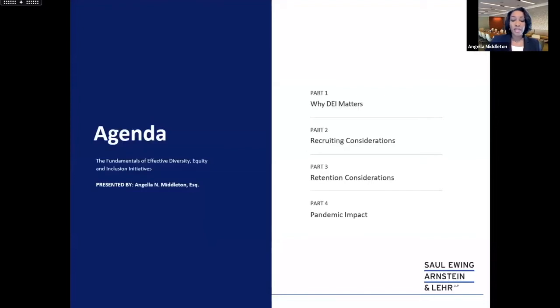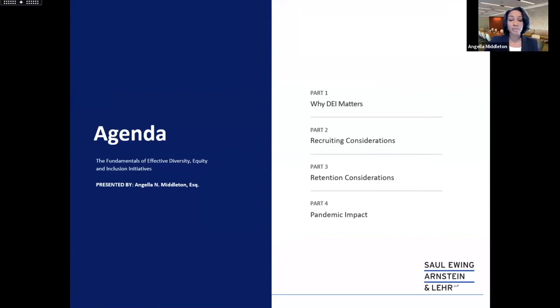We are dividing this discussion into 4 parts. First, what is DEI and why does it matter? Second and third, recruiting and retention, since we tend to think about DEI initiatives in these 2 constructs. And lastly, we'll talk about the impact of the pandemic and how the events of the last year and a half have impacted diverse populations, and how a company can take that into account in shaping its DEI initiatives.